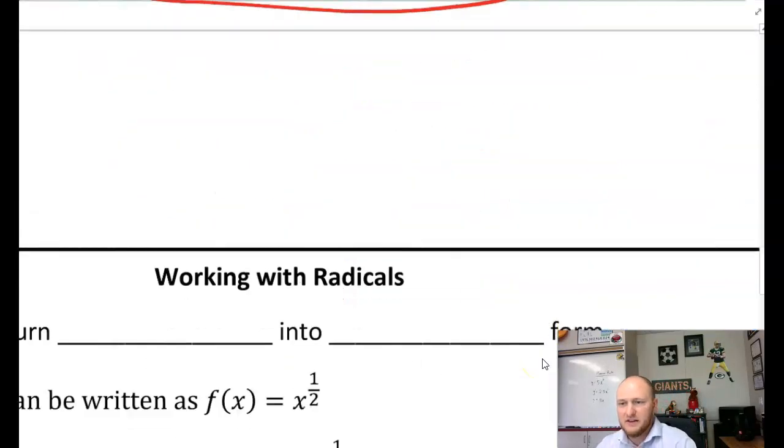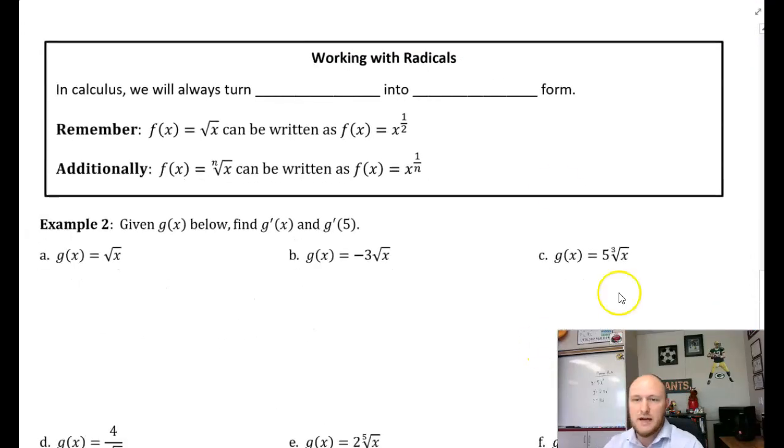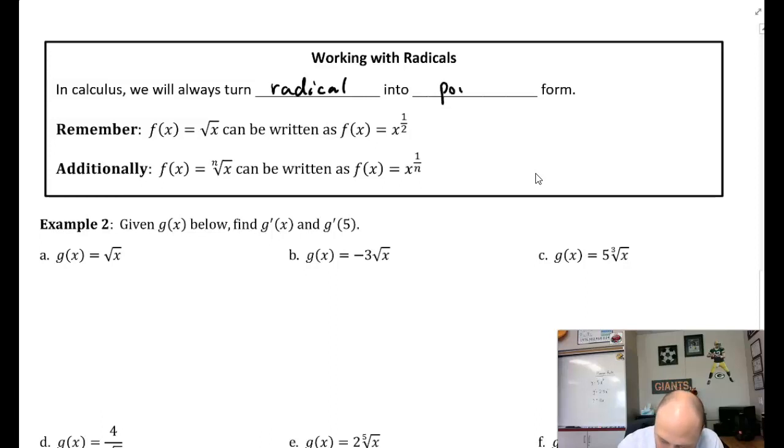Okay, now that we've remedied that, I'm going to go back down to here. All right, working with radicals. Now the deal with radicals is that whenever you're going to take a derivative, you always want to turn the radical into power form. What I mean by this is right here, that the square root of x can be written as x to the power of 1/2.